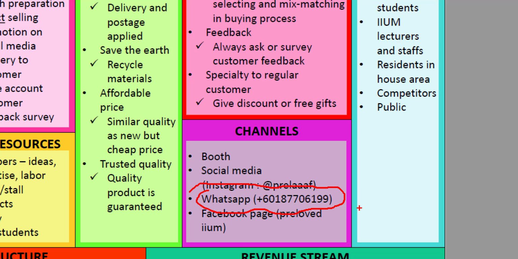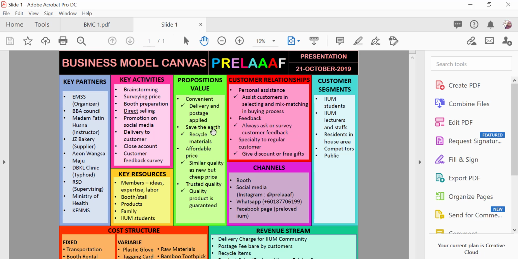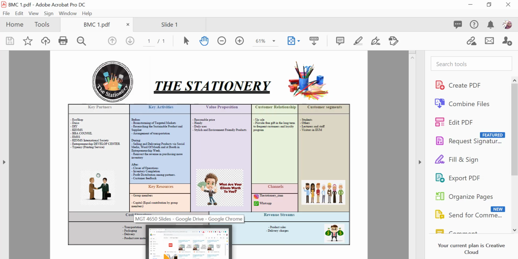Okay, so why this happens is that sometimes you don't want your personal numbers to be open to the public. Okay, for example like Facebook page, Pre-Love RIUM, social media, Instagram and all that. Okay, booth no need lah, because we are not doing bazaar. Okay, this is a business model canvas for bazaar. This one is not. Okay, this is an example, not the bazaar thing.